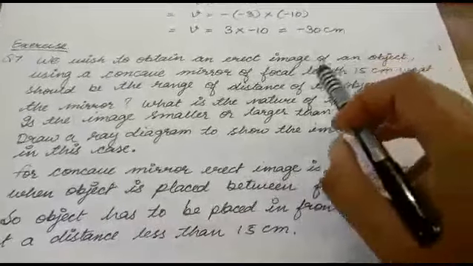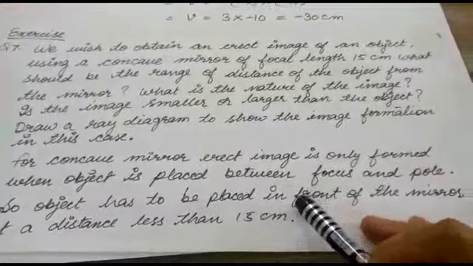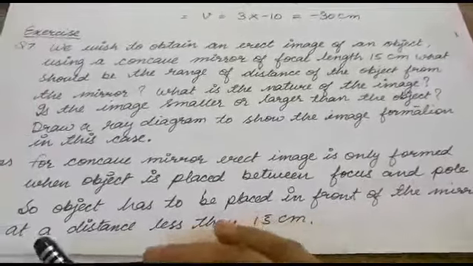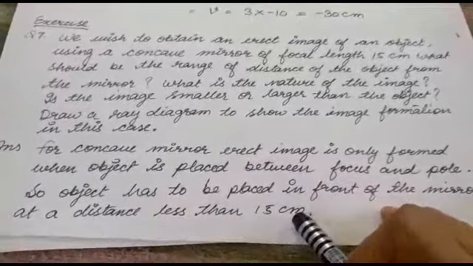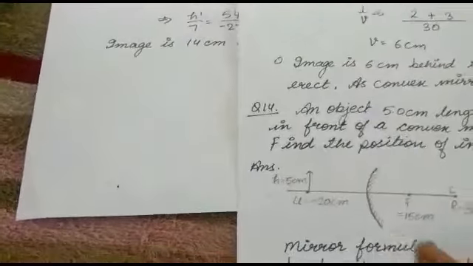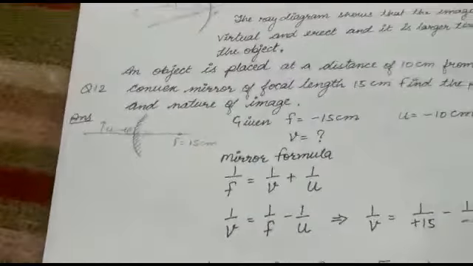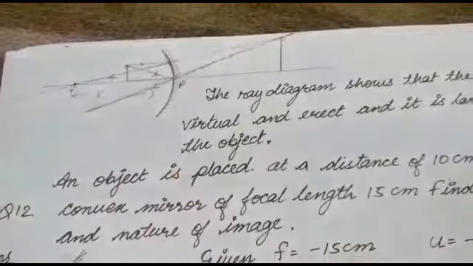So we know that the focal length is 15 centimeter. So the object has to be placed in front of the mirror at a distance less than 15 centimeter. Means before the focal length we have to keep the object so that we can get its erect and virtual image. So here I have shown it with the diagram. This is the ray diagram.